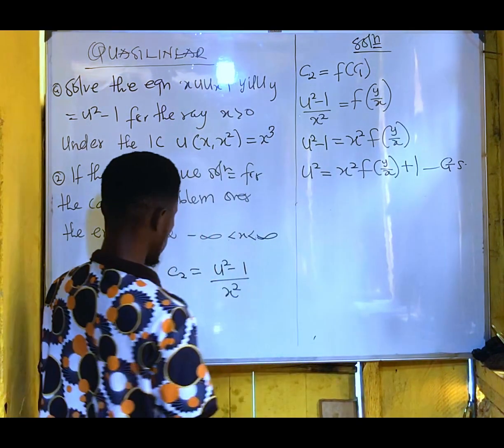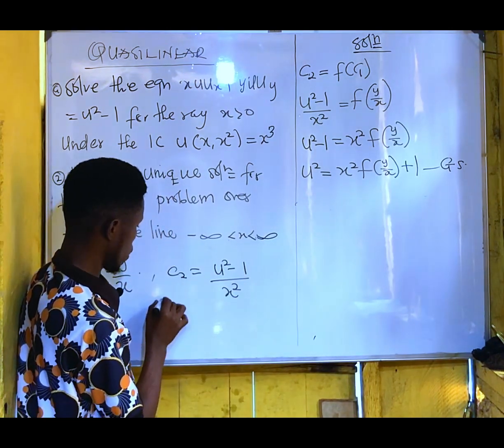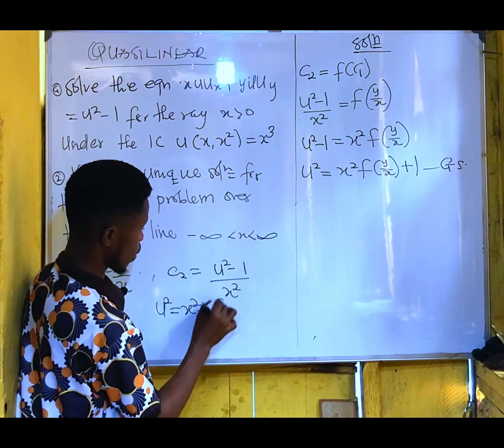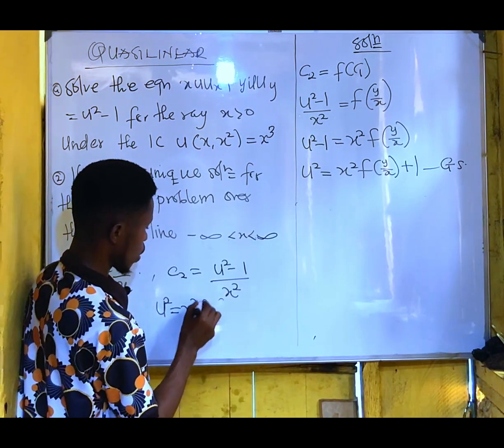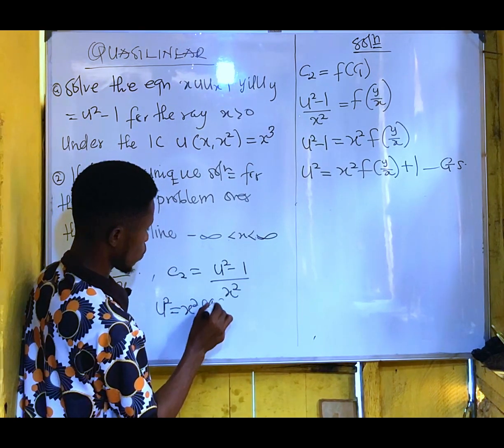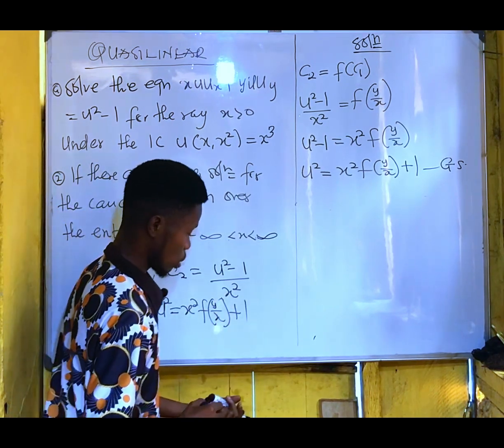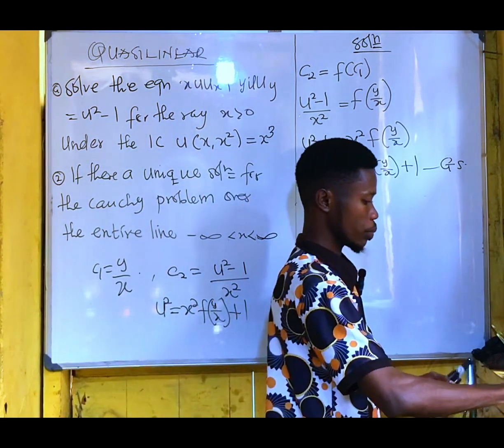So let me write my general solution here so that I won't forget. u square equals x square f at y over x plus 1. So that's my general solution.